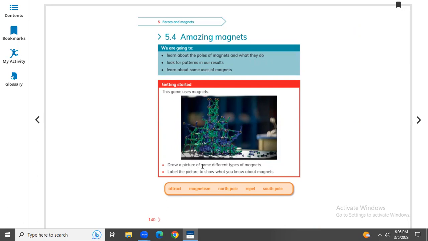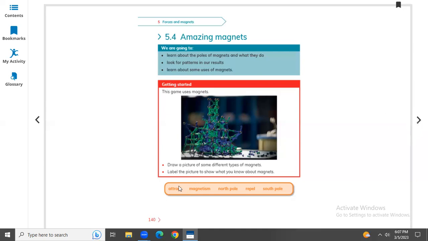Draw a picture of some different types of magnet and label the picture to show what you know about magnets. A magnet can attract anything made from iron or metal. You can see it's a game, and these are different small pieces of magnet, and when we combine them, we can make different shapes.